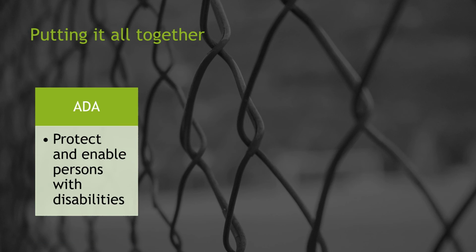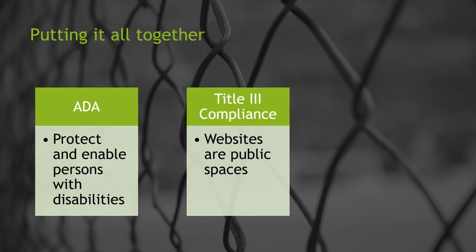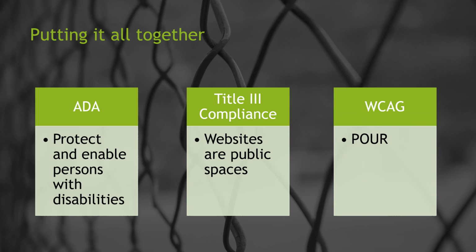So we're just going to go back through everything that we've gone through. The ADA is there to protect and enable persons with disabilities, and under Title III compliance, websites are public places, and so we have to accommodate for all people. And we use the Web Content Accessibility Guideline to be able to do this. We need it to be perceivable, operable, understandable, and robust. An easy way to remember those words is through the acronym POUR, because you're pouring a lot into it to make sure it's good for everybody.